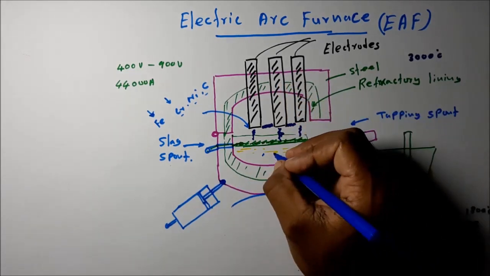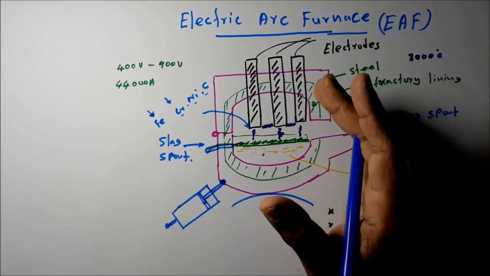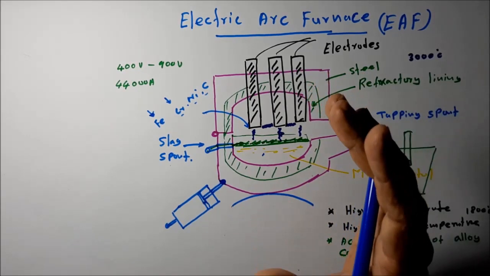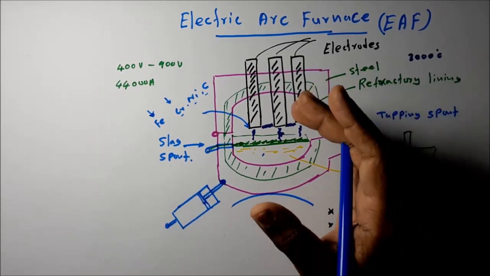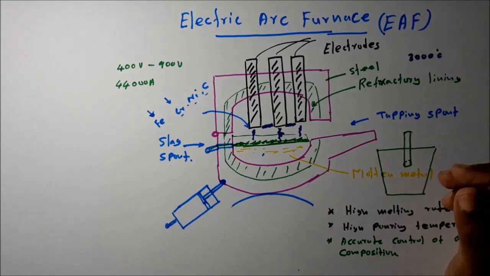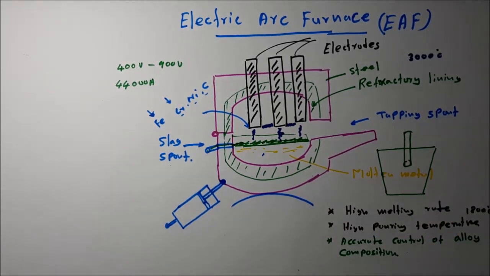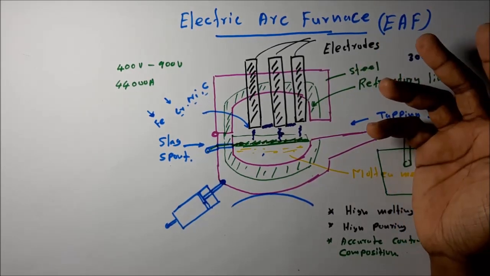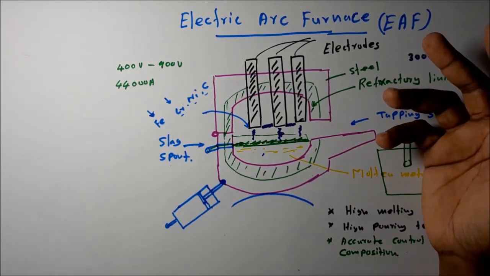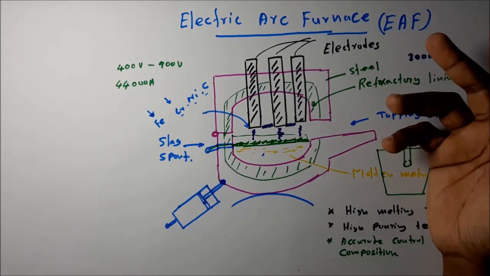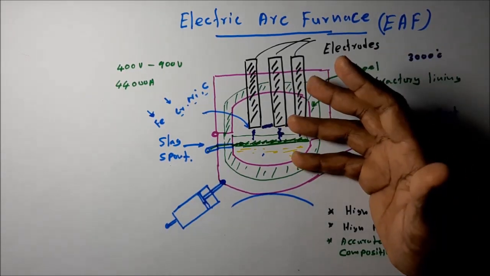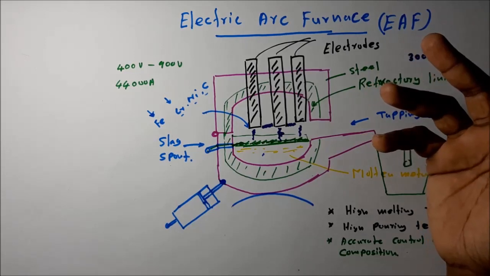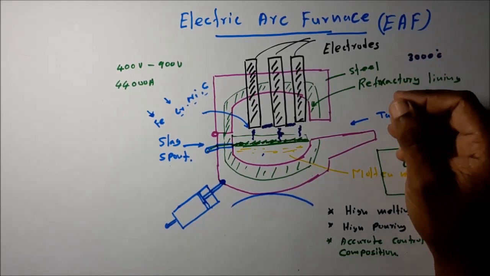That means alloy composition we can closely control. That is the main advantage with the electric arc furnace. Another advantage is that there are no fumes evolved. Compared to the cupola furnace, a lot of fumes are evolved: dust, fumes, carbon blacks, carbon dust. But there are no such fumes or carbon dust in this process.